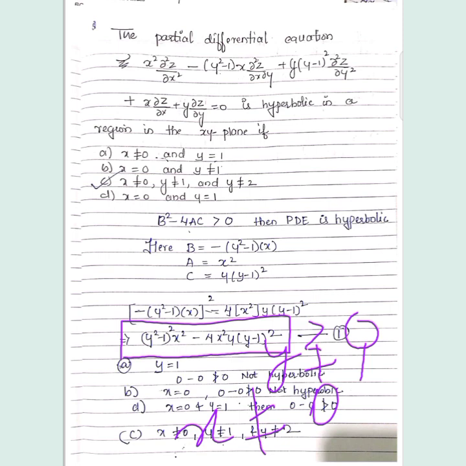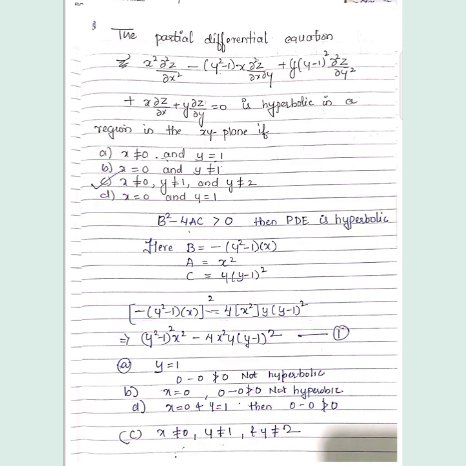In a similar way, if they had asked for parabolic, which option would be correct? For parabolic, the condition is that b square minus 4ac must be equal to 0. For all these three options, option A, option B and option D, we are getting b square minus 4ac as 0, so it becomes parabolic. In this question they have asked about hyperbolic. For hyperbolic, b square minus 4ac should be greater than 0.